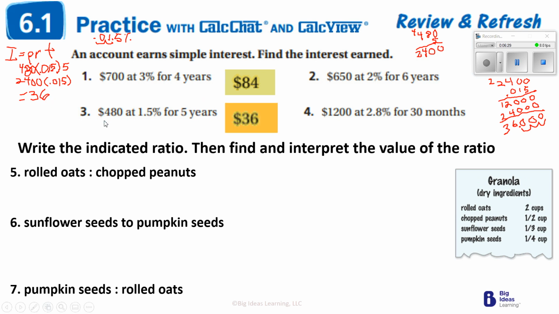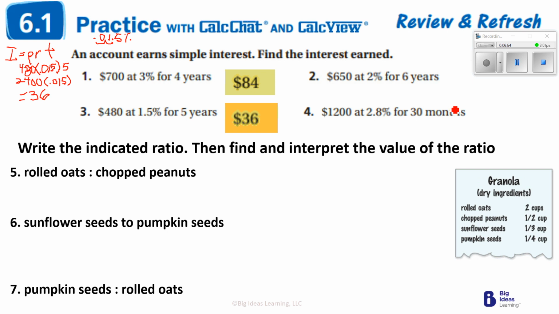$36 is the answer for number 3. I'm going to give you a little clue about number 4, just to make sure you remember what we were taught in class. And I'm not going to work it. I'm just going to give you a clue here. Remember, in reference to time, I'm talking about 30 months here, everything has to be in reference to years.